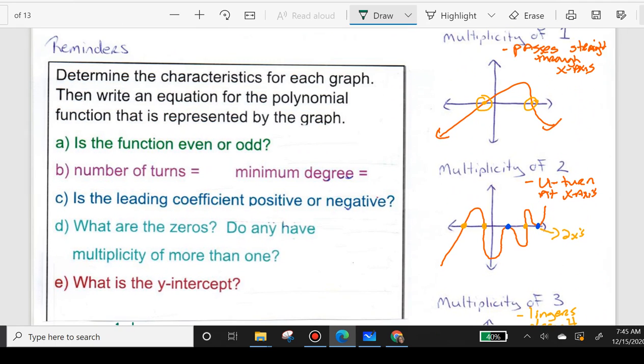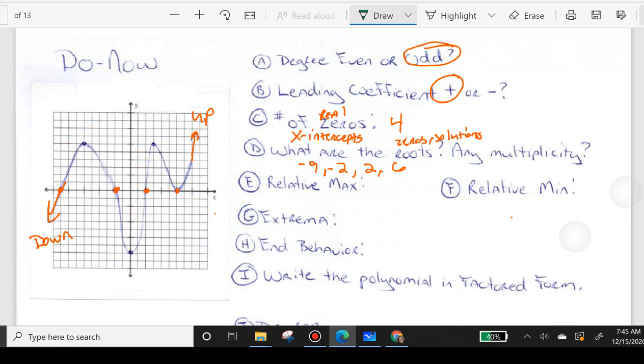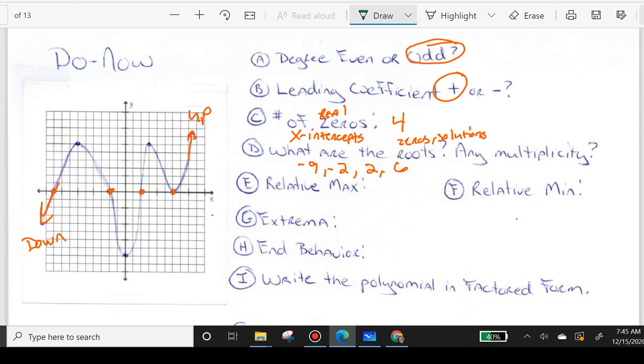So let's go back to our example here for this do now problem. The question says, is there any multiplicity? So I'm going to go back and look at my zeros. I'm going to look at the graph because you can't just determine that from the values over here. This one passes straight through. This one passes straight through. This one passes straight through. So I'm going to say 1 for all of those. Now the last one here, this one U-turns. So for that one with the U-turn, we would indicate that this has a multiplicity of 2.